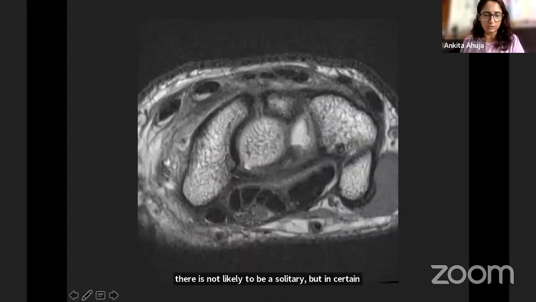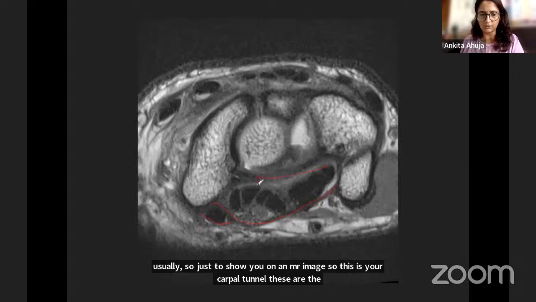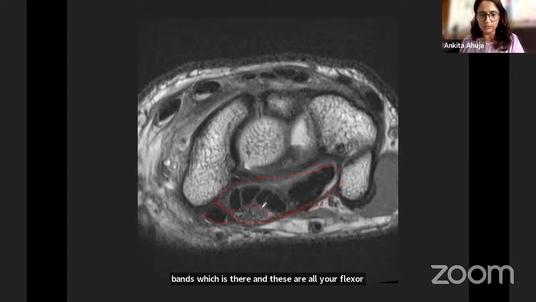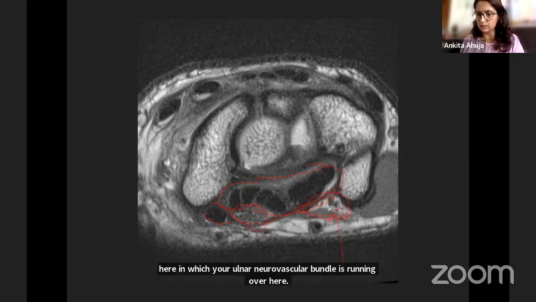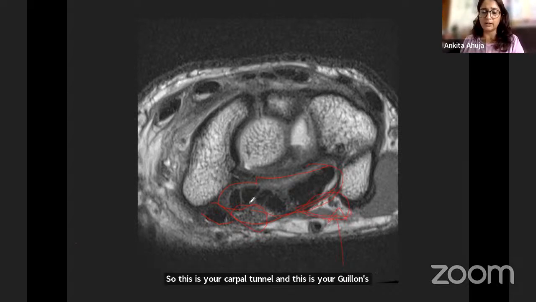But usually, just to show you on an MR image, this is your carpal tunnel. These are the bands, and these are all your flexor tendons, along with the median nerve sitting within the carpal tunnel over here. And this is your Guyon's canal, this triangle over here, in which your ulnar neurovascular bundle is running. So this is your carpal tunnel and this is your Guyon's canal with the ulnar neurovascular bundle.